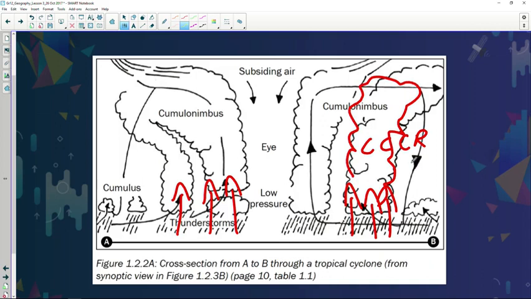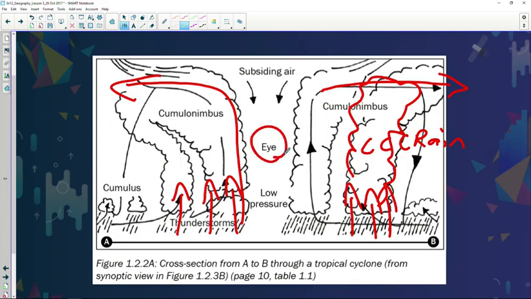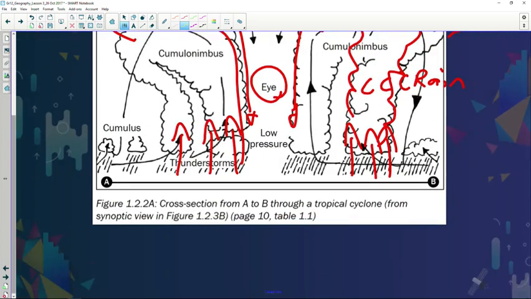Now, obviously, these clouds will eventually lead to rain. And as the air rises, divergence takes place, moving away from each other, and eventually it will lead to the eye of the tropical cyclone, where it's subsiding air. Subsiding means sinking air. Now, very importantly, that is a cross-sectional point of view of a tropical cyclone.